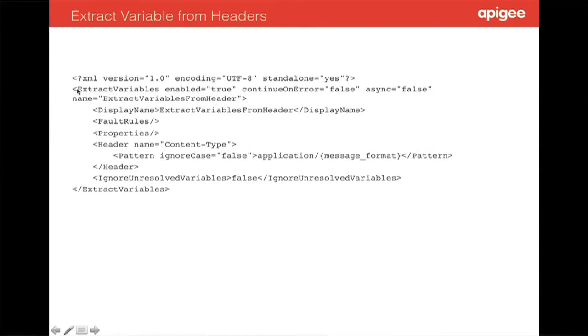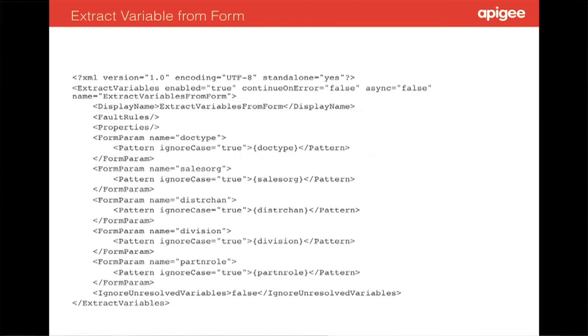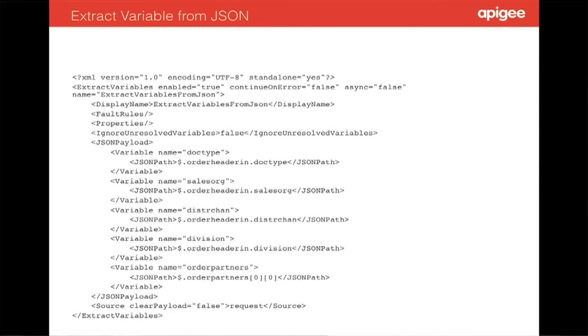As you can see here, we're calling something called extract variable, and all we're looking for is extracting variables from the header. And this is the application type. Is it JSON or is it a form? If it was a form, as you can see here, we're taking doc type, sales org, distribution channel, division, and partner role out of that request, and then we're going to later then put that into the SOAP envelope.